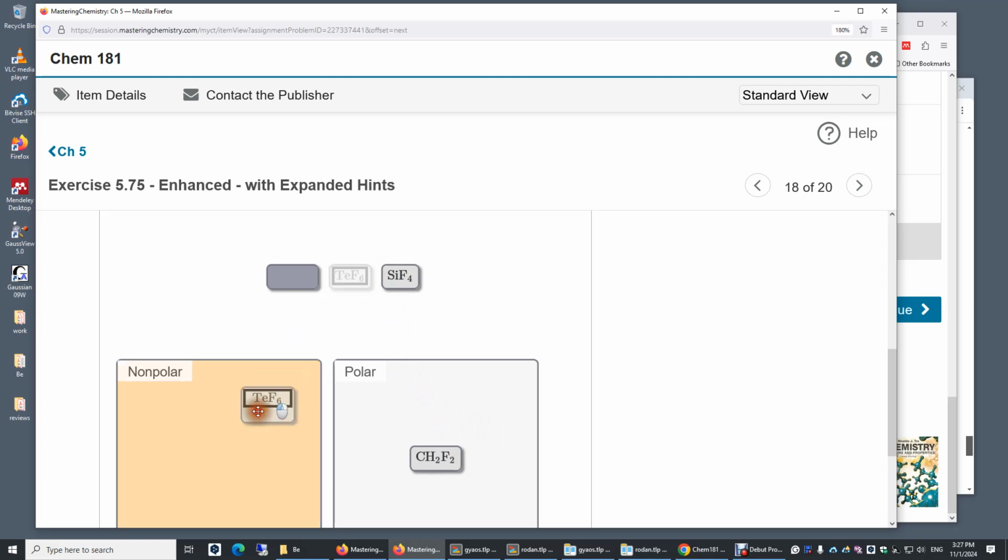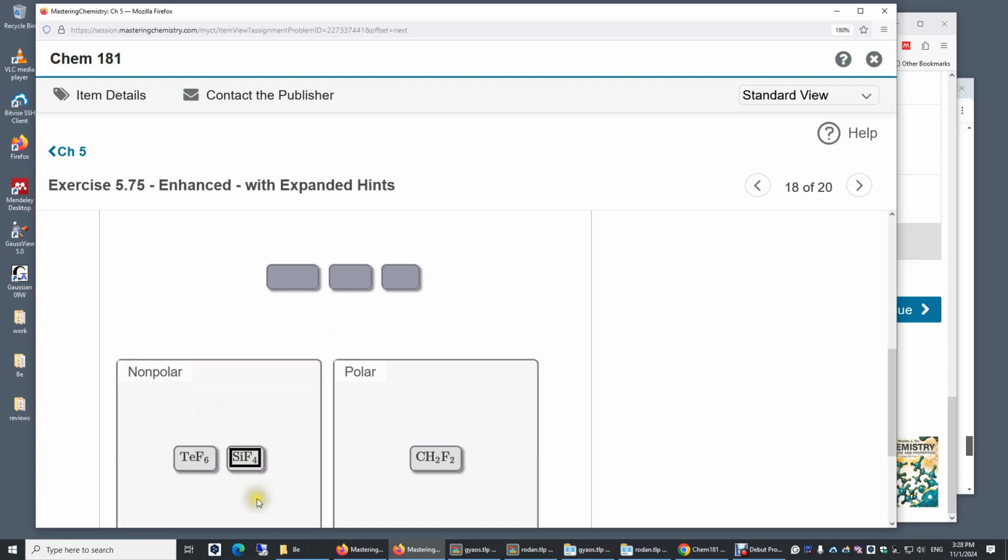This one is nonpolar because tellurium has 6 valence electrons, so this central atom forms 6 single bonds with 6 fluorine atoms. The molecular geometry is tetrahedral. Although the 6 bonds are polar bonds, the polarities cancel.